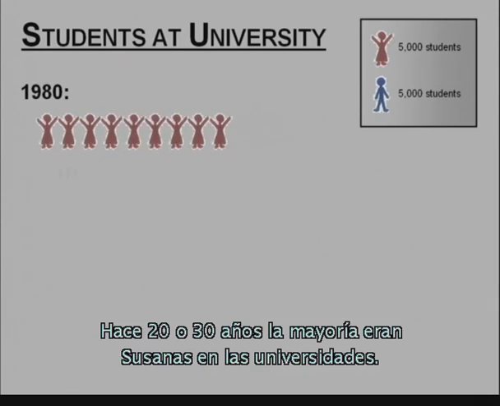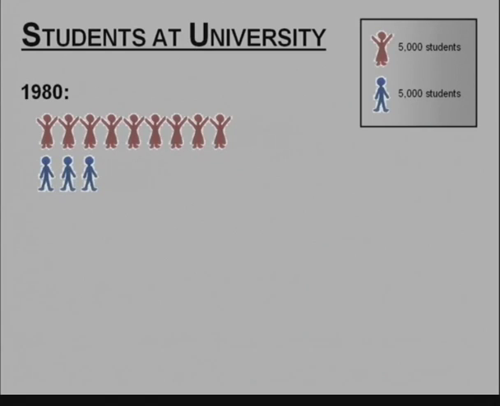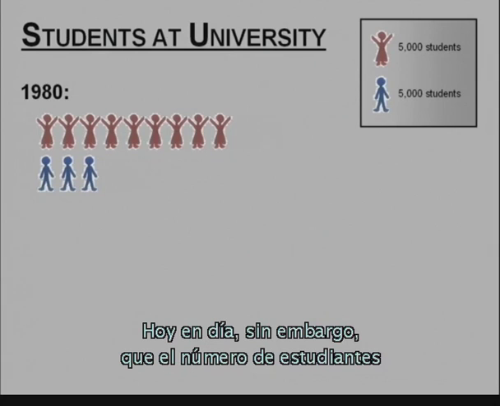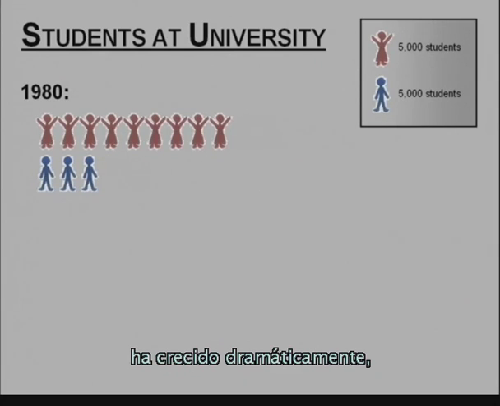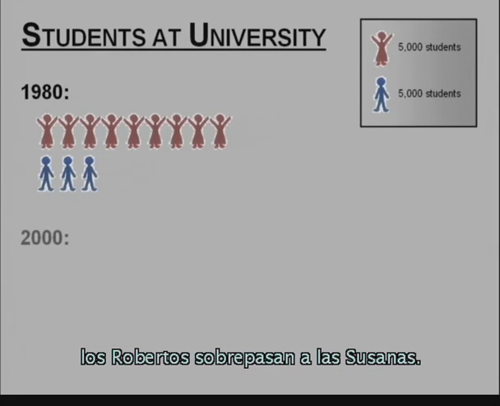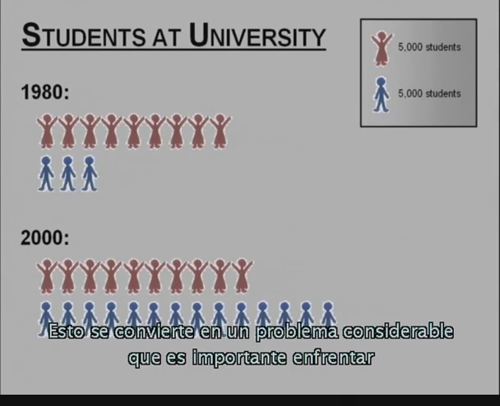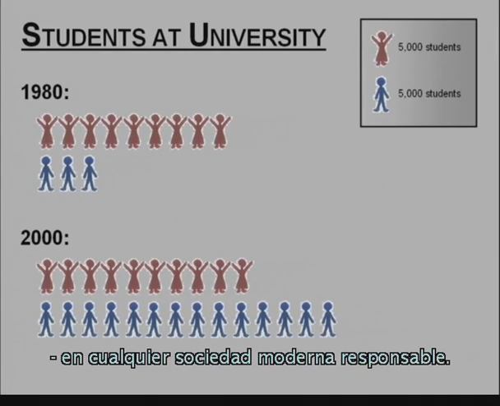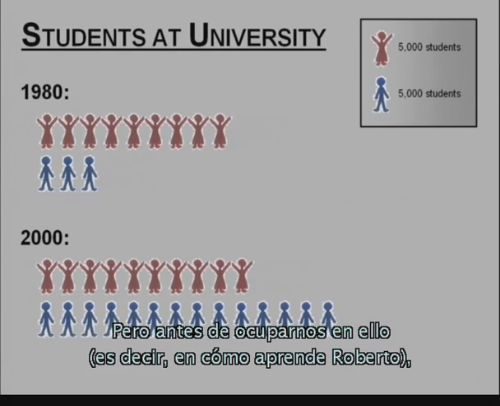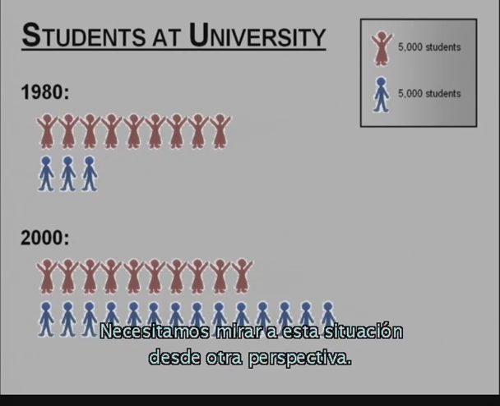20 or 30 years ago, there were mostly Susans at the universities. Nowadays, however, as student intake has increased dramatically, the Roberts now outnumber the Susans. This makes for a considerable problem which is important to tackle for any responsible modern society. But before we deal with Robert's learning, we need to take a look at the situation from a different perspective.